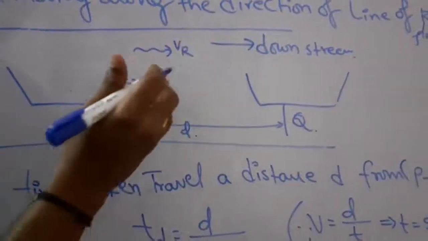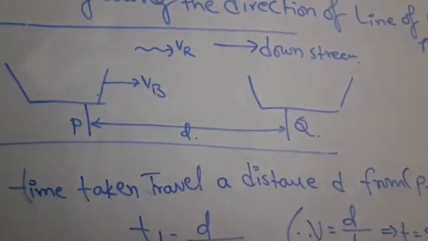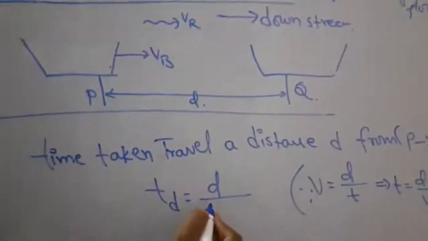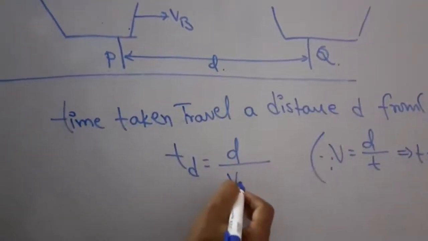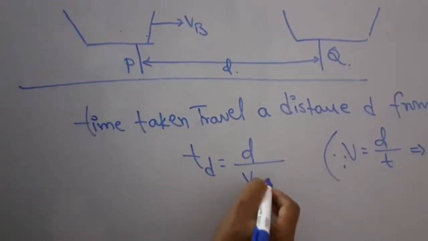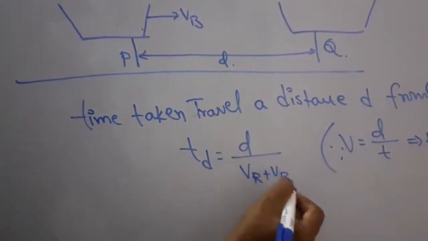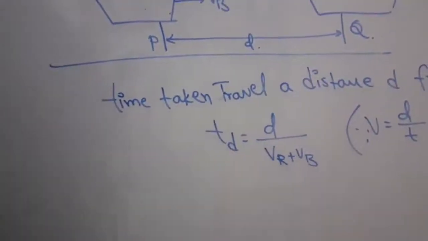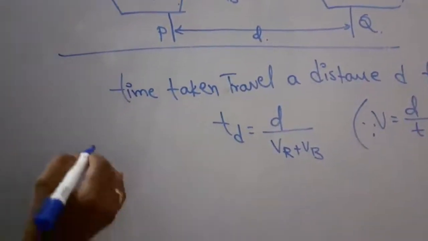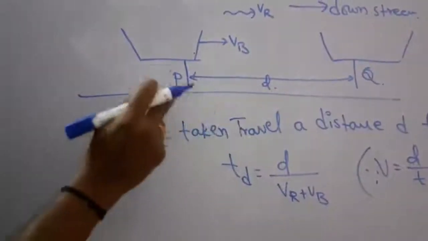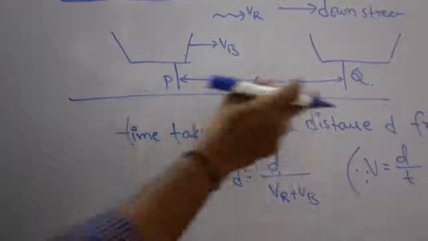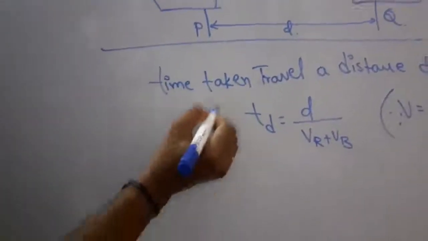Boat and river are both in the same direction, so we can add them. Therefore VR plus VB, the velocity of river plus the velocity of boat in the same direction. This is the time taken by this boat downstream, covering distance D.